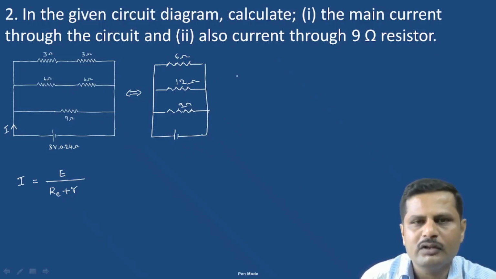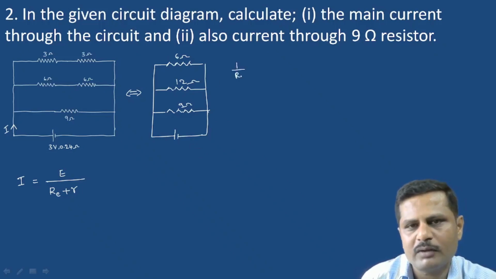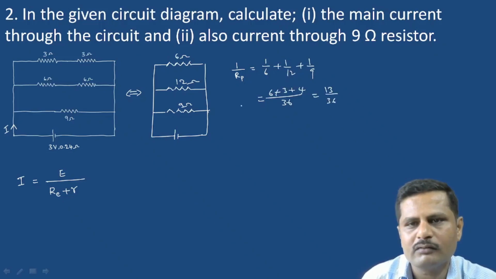Okay. Now you see that the effective resistance can be calculated by using the formula 1 by Rp equals 1 by R1 plus 1 by R2 plus 1 by R3. Let me write here 1 by 6 plus 1 by 12 plus 1 by 9. This equals, so here the LCM is 36, so 6 plus, that is 3 plus 4, which equals 13 by 36. So 1 by Rp equals 13 by 36. So we could write Rp equals 36 by 13. 36 by 13 is 2.76 ohm. This is the Rp.